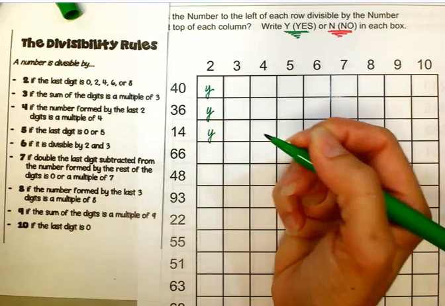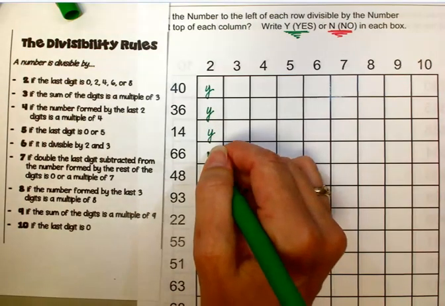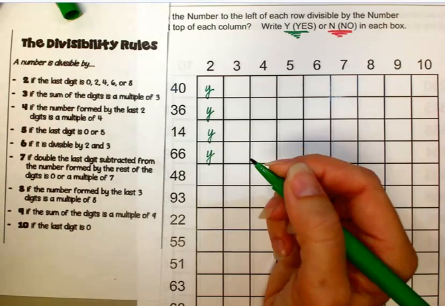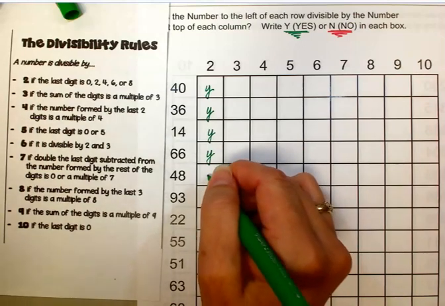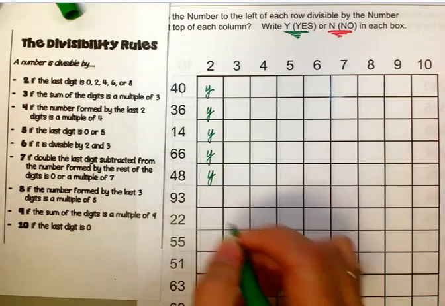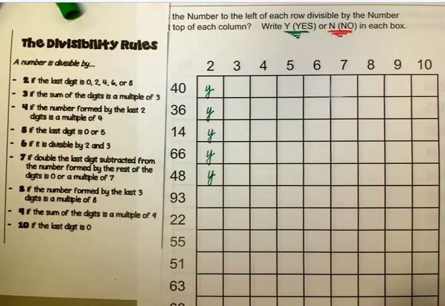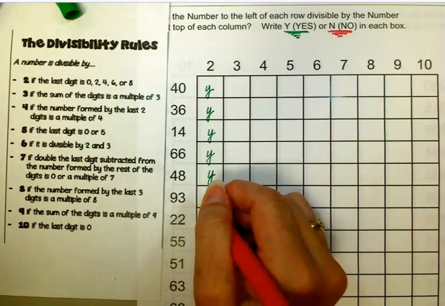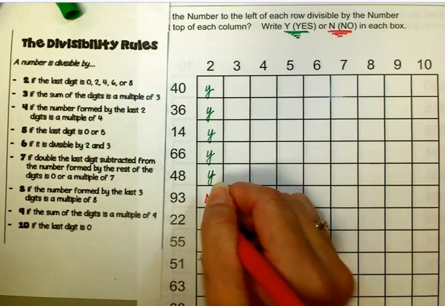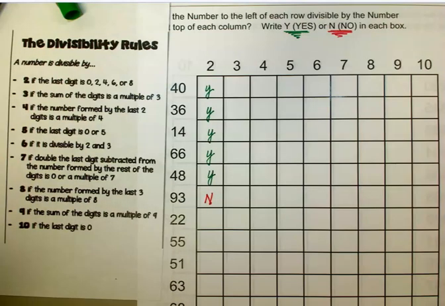Yes, because it's 0, 2, 4, 6, or 8 in the last digit. Yes, because it's an 8. No, let me get my red, because it's a 3. It's an odd number. Okay, and you can do the rest of them for the divisibility rule of 2.